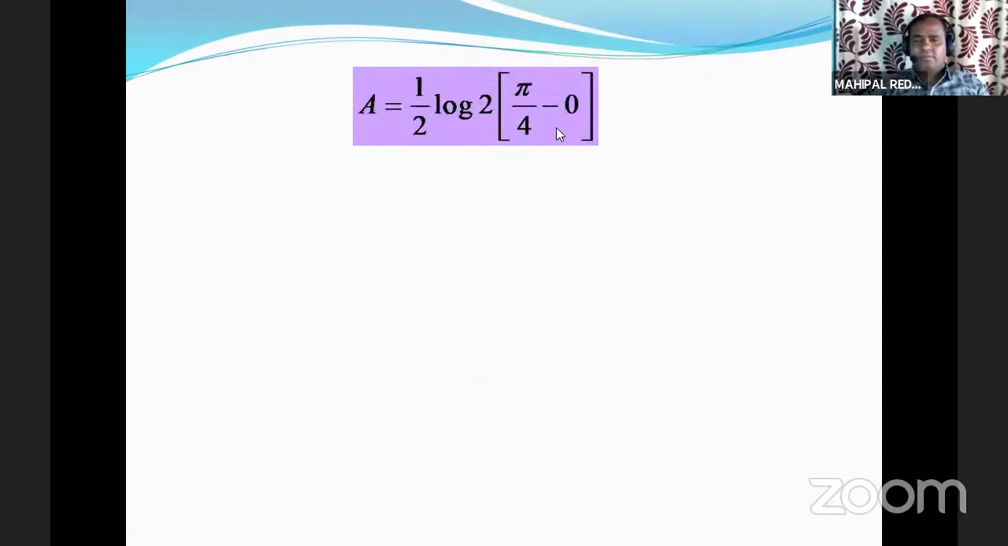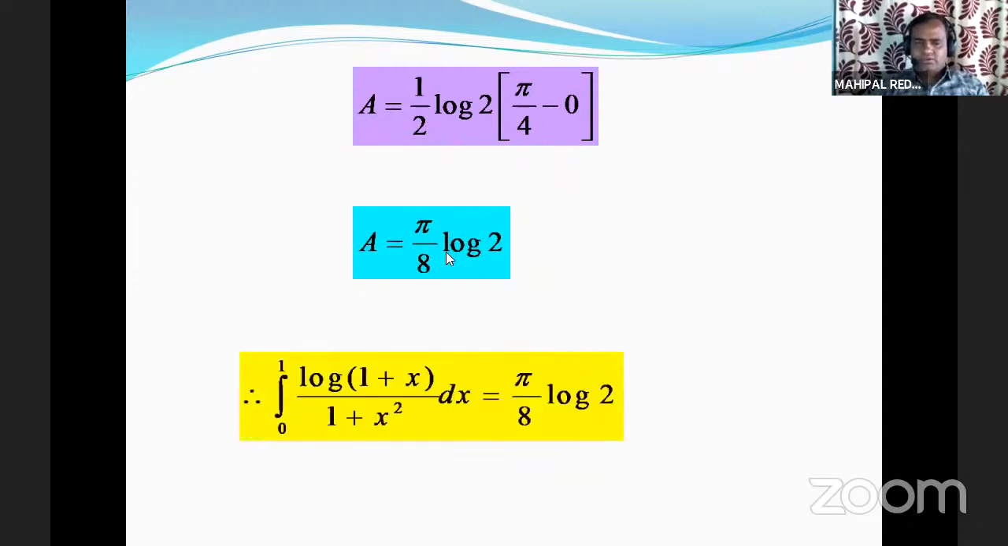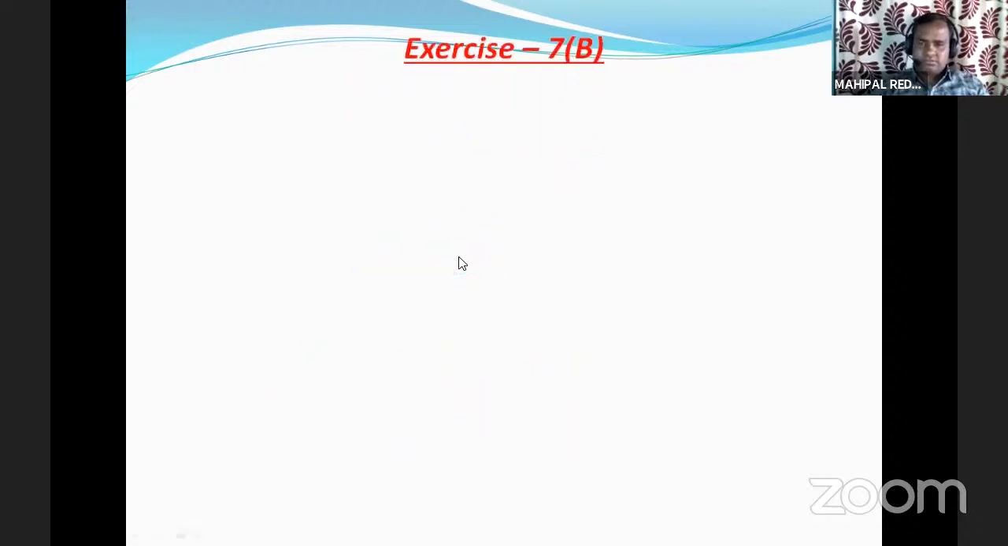Substitute the upper limit minus lower limit, pi by 4 minus 0. It is pi by 4 only. Pi by 4 into 1 by 2 is pi by 8 into log 2. This is the solution of the given question. This is an important problem. Another problem.